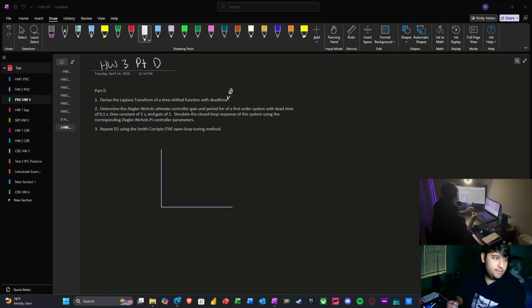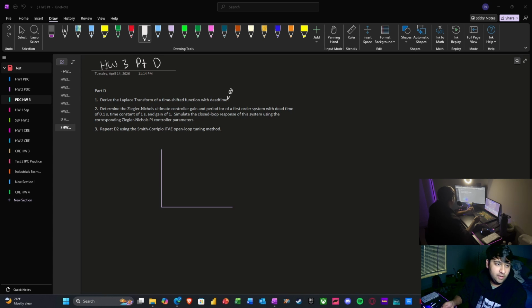Hello, so this is part D of homework 3. What we're going to do right now is derive the Laplace transform of a time-shifted function with dead time theta. And then we're going to determine the Ziegler-Nichols ultimate controller gain and period for a first-order system with dead time of 0.1 seconds, time constant of 1 second, gain of 1.